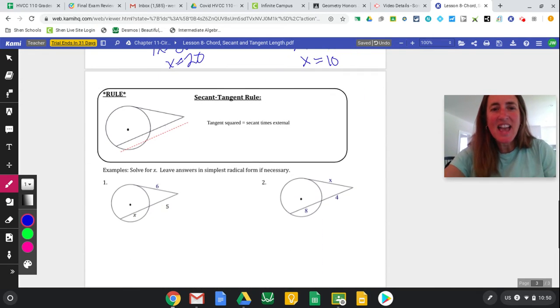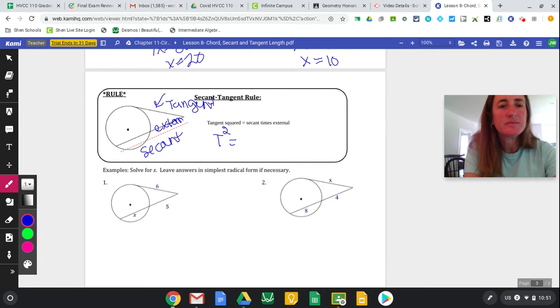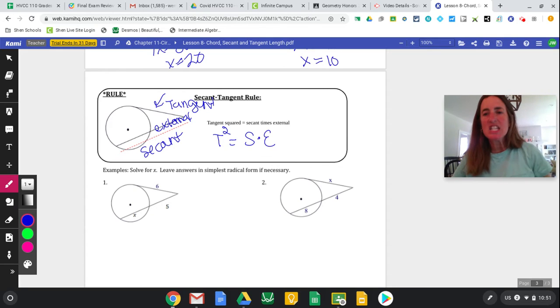Our next and last rule for the day is secant tangent rule. Okay, secant tangent rule says the tangent squared, this guy's our tangent. So if you take the tangent and square it, it equals the secant times its external part. Okay, this is different than the last one because this is a tangent and a secant, and the last one was two secants together. Okay, let's do it.